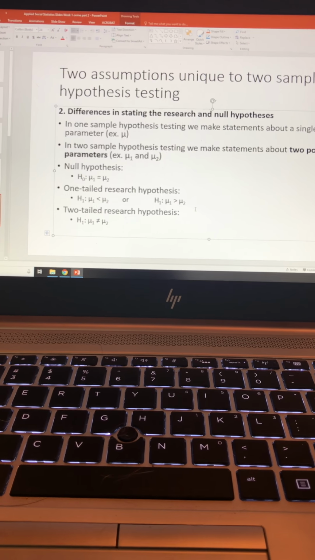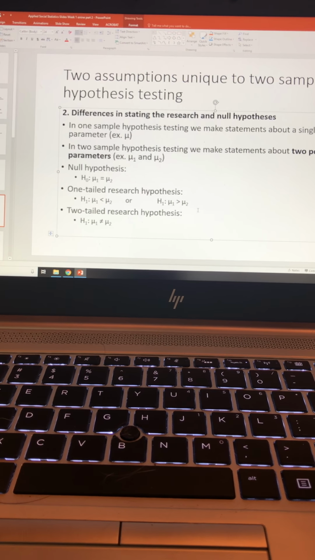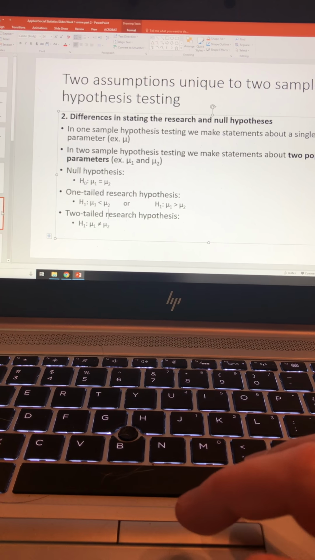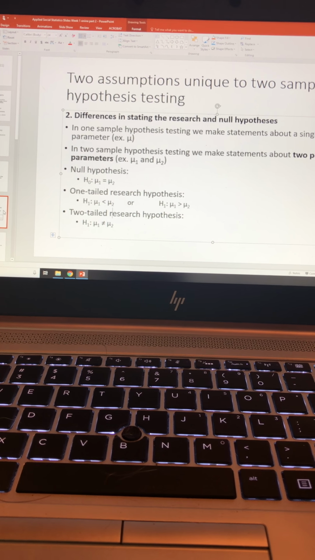Always catching typos on your thing. I guess that's nice to be able to check and change. Anyway, okay, and then our two-tailed, just that they're not equal. So the same kind of thing, it's just that you set it up differently.